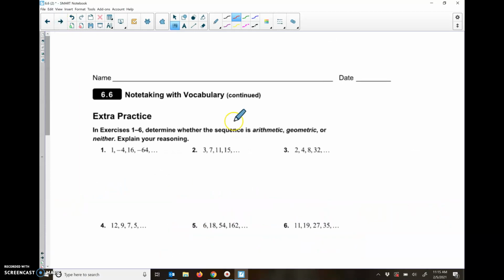So you look here, it says determine whether the sequence is arithmetic, geometric, or neither. Okay, so now we need to go back. So if you remember, an arithmetic sequence has to be adding or subtracting. Geometric can only be multiplying, and neither means it's neither. Okay, so arithmetic, remember, has to be an adding or subtracting pattern. Geometric is only multiplying, and then we could have some neither problems here.